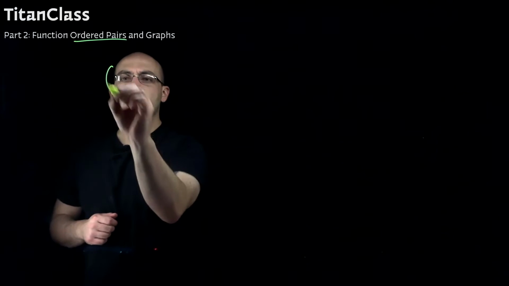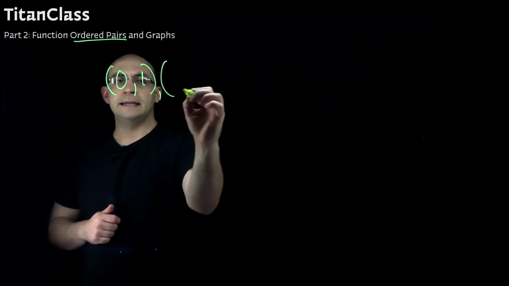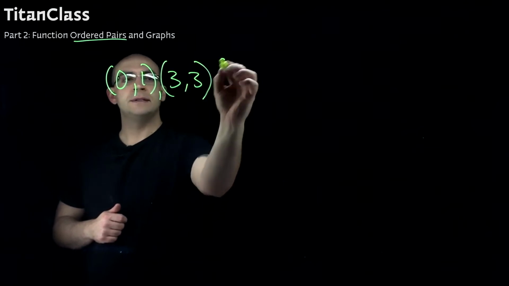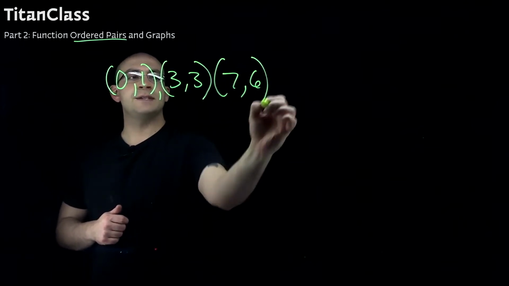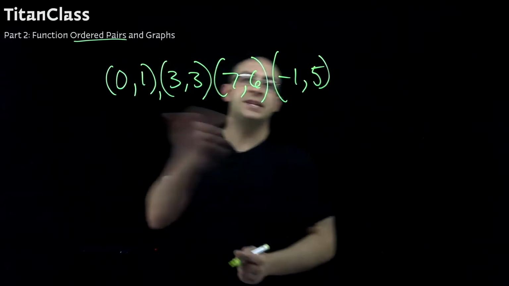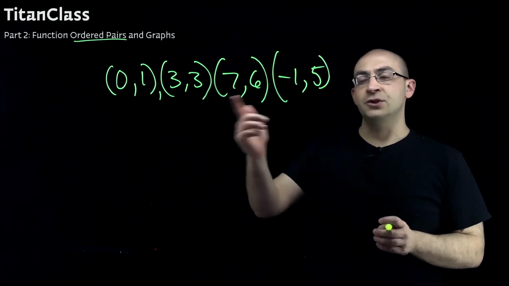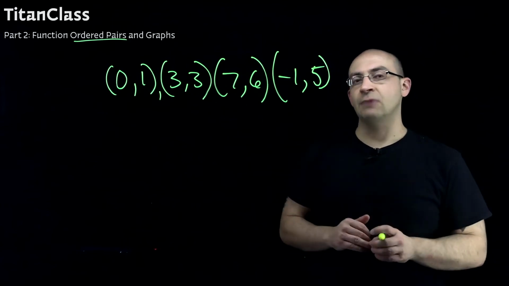So let's say that I gave you a couple of different ordered pairs. Let's say (0, 1), (3, 3), (7, 6), and (-1, 5). Now, let's take a look at these ordered pairs. The question is going to be something like this. Do these ordered pairs together represent a function?